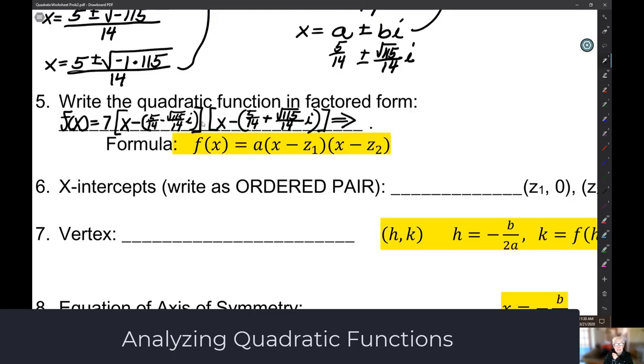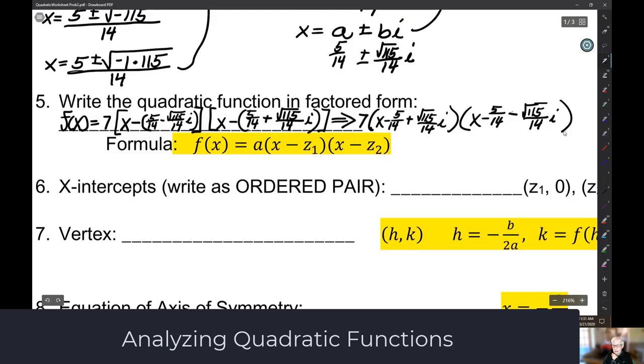Now I can, if I choose to, distribute the minus sign. That'll make it a little bit easier to write. Because I can use parentheses: x minus 5/14, minus times minus is plus, plus the square root of 115 over 14 i, times x minus 5/14, minus minus, the square root of 115 over 14 i. And you can leave it that way. But either one is acceptable to me.